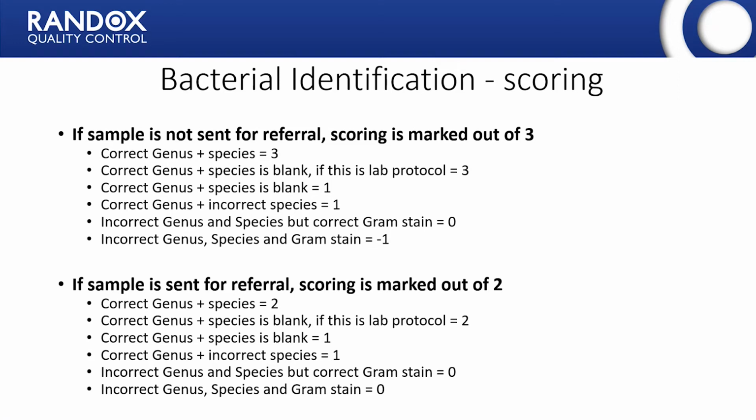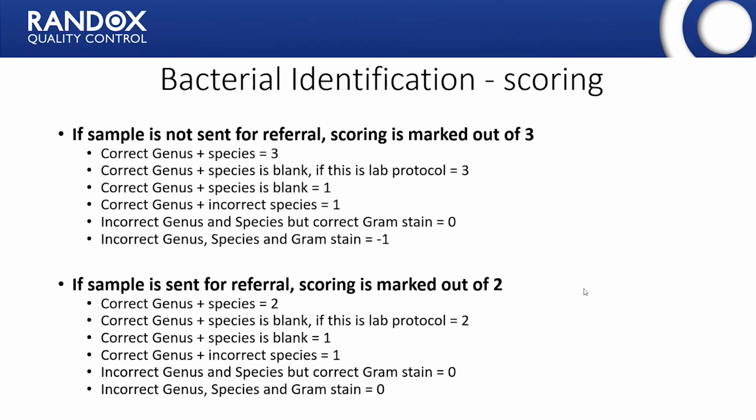If they do send it out for a referral, then the score is slightly different. It's only marked out of 2. Most of the scores are the same, apart from the top score, which is that lower score of 2. But then an incorrect score is actually 0. Because it wasn't them who actually got it wrong, they get a score of 0, so they're not marked negatively.